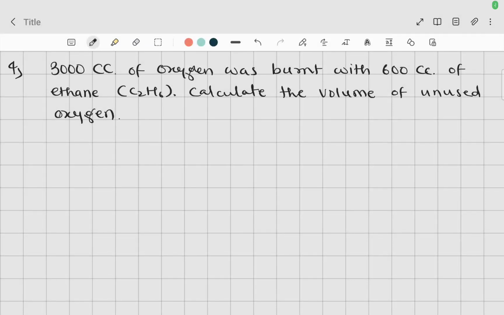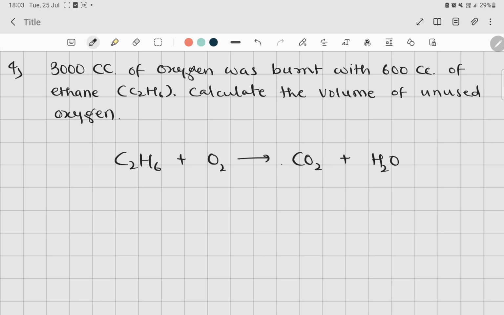The question is: 3000 cm³ (cc means cubic centimeter) of oxygen was burned with 600 cm³ of ethane. Calculate the volume of unused oxygen. Okay, so again the question is very simple. We have to react C2H6, that is ethane, with oxygen, and we know the products are carbon dioxide and water. Here we just have to balance the reaction.